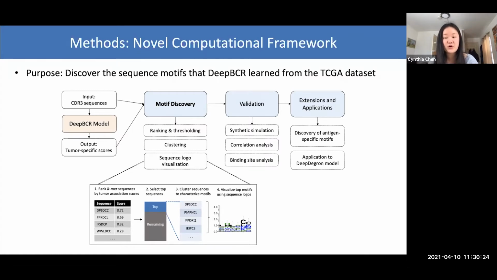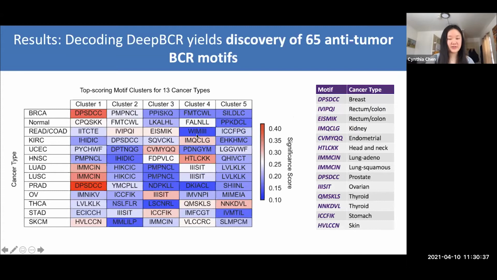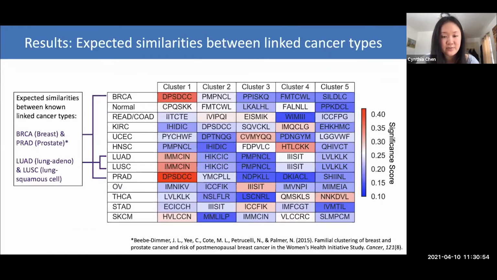And then furthermore, we generalized our pipeline towards all deep learning models trained on protein sequence data and applied it to a second deep learning model called the DeepDagron model. So when we applied our framework to deep BCR, we were able to identify 65 anti-tumor B-cell receptor motifs, as shown here. And so the background of each cell basically represents how prominently enriched it was among our analyses.